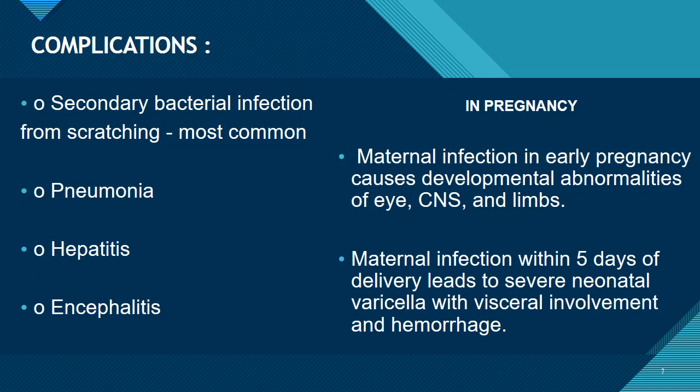Complications may include secondary or superimposed bacterial infection that occurs from scratching, which is the most common complication, pneumonitis, mostly in smokers, and it can be fatal, hepatitis, and encephalitis. Encephalitis is self-limiting, and cerebral ataxia can occur, but it is rare. Maternal infection in early pregnancy can cause developmental abnormalities of eye, CNS, and limbs. Maternal infection within 5 days of delivery leads to severe neonatal varicella with visceral involvement and hemorrhage.